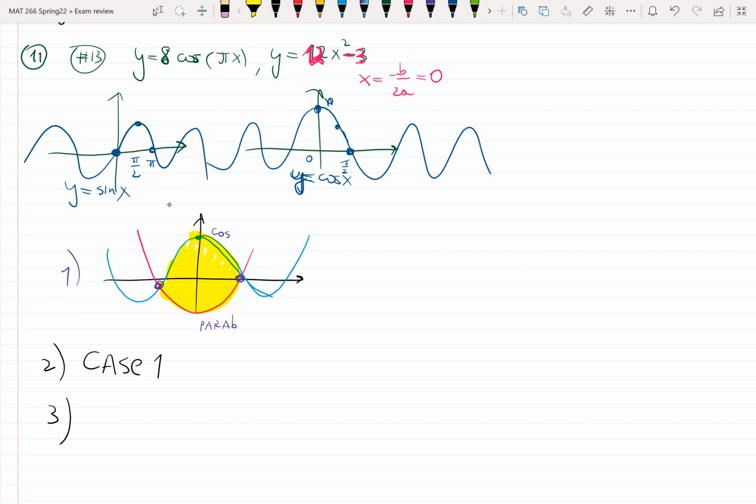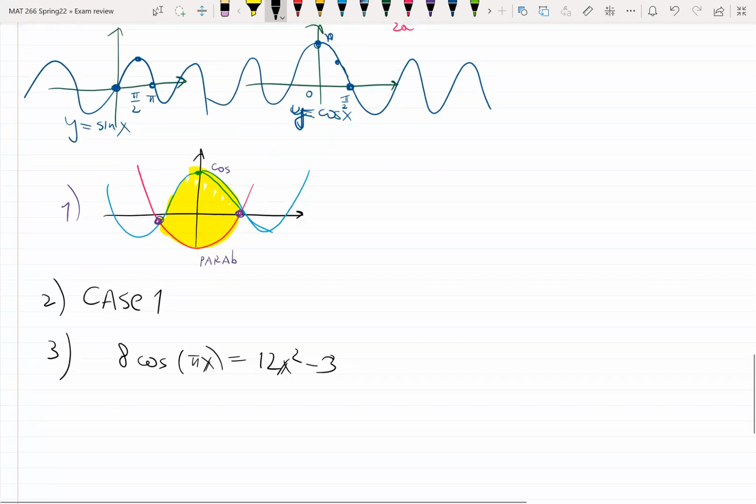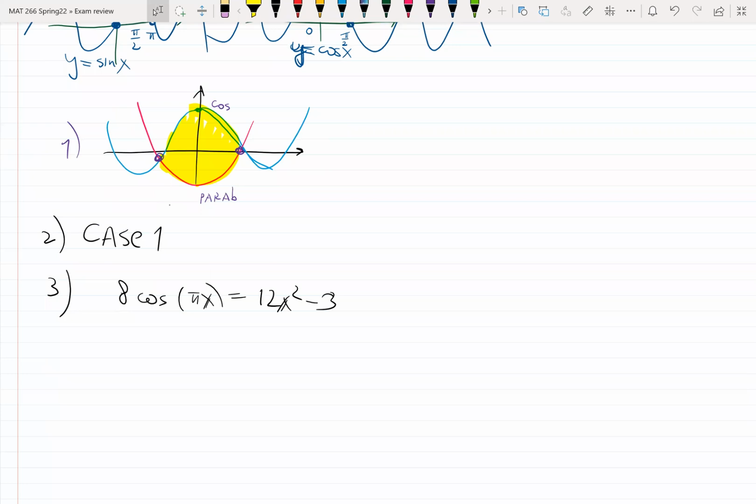And that's why you solve 8 cosine pi x equals 12x squared minus 3. We're literally asking when this is happening. That is not trivial at all. That's why this example is a little bit overkill. Basically, there are infinitely many solutions, to be honest, but only for this part of the graph. We only need 2, -1/2 and 1/2. There's a step away to the left by 1/2 and a step away to the right by 1/2.